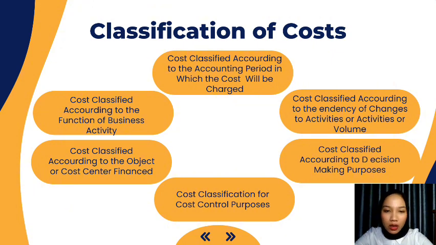1. Relevant costs are costs that must be taken into account because they will affect the determination of decision-making. And 2. Irrelevant costs are costs that do not need to be taken into account or considered because they do not affect decision-making.